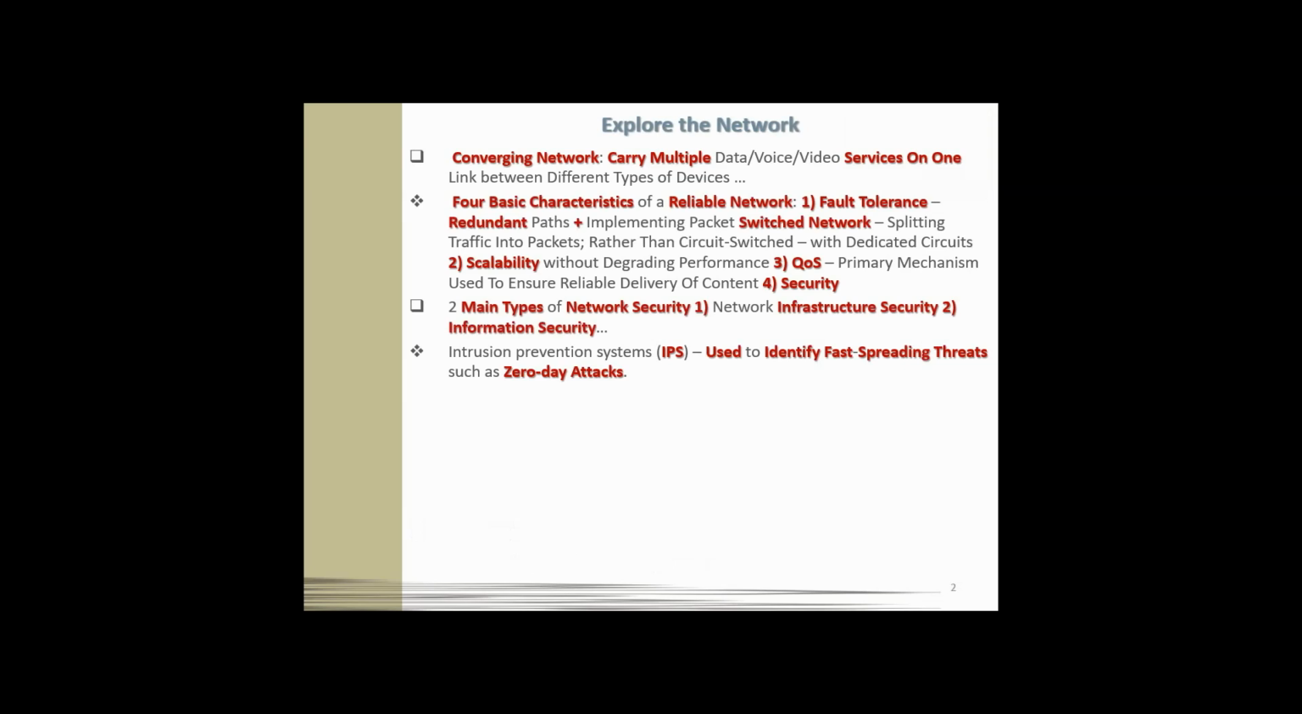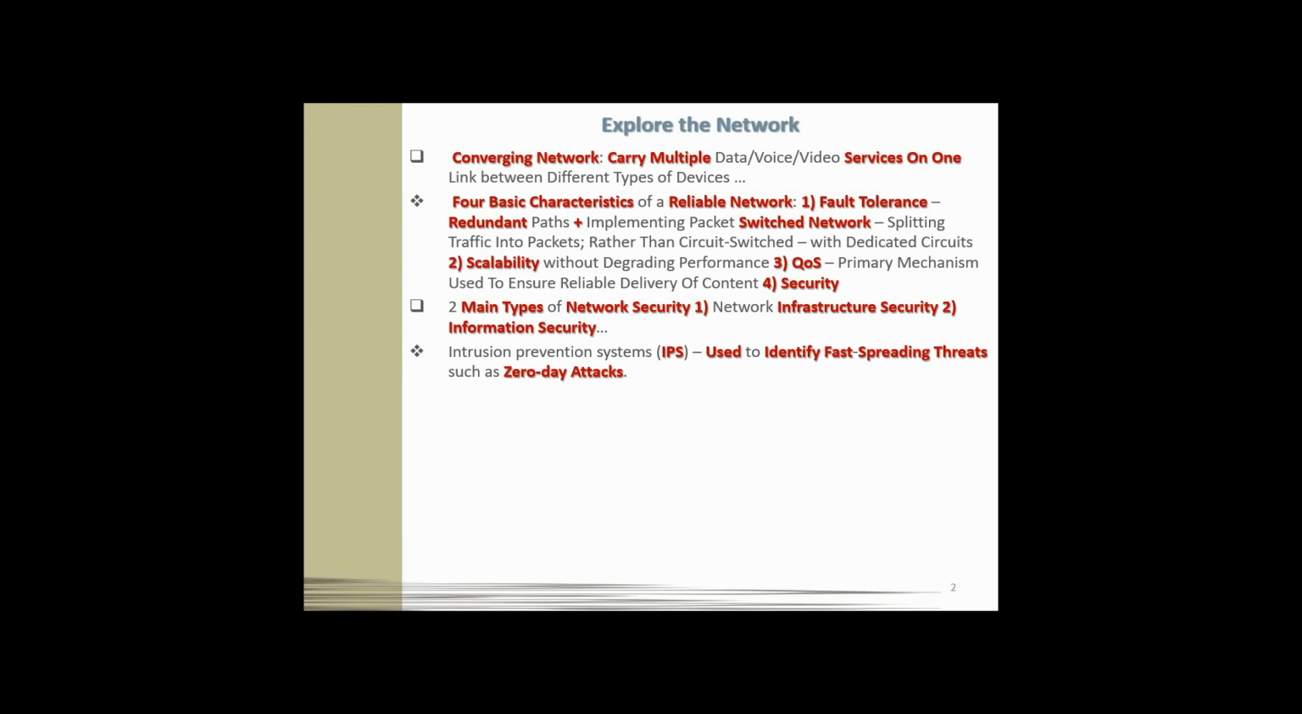Let's start with the definition for converged networks. A converged network can carry multiple services of data, voice, and video all together on one link between different types of devices. So carrying multiple services on one link is unlike what we had with legacy dedicated networks: a separate link for voice, a separate link for data, and a separate link for video. Whereas in converged networks, they can deliver all between different types of devices over the same network infrastructure. Meaning that the whole network infrastructure uses the same set of rules and standards.